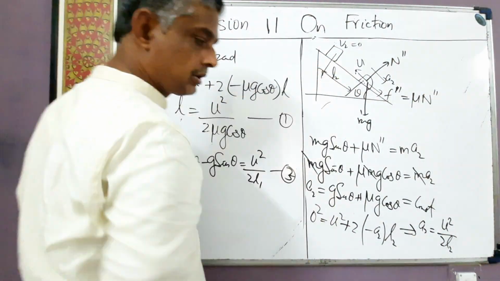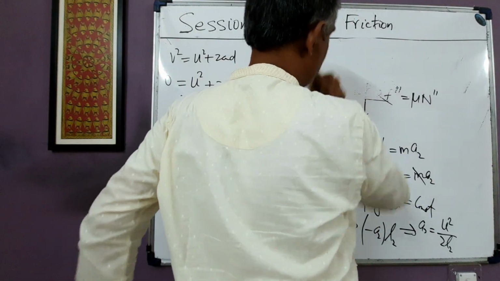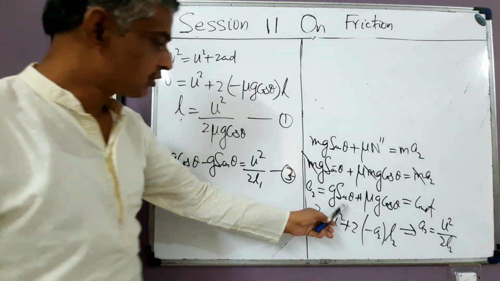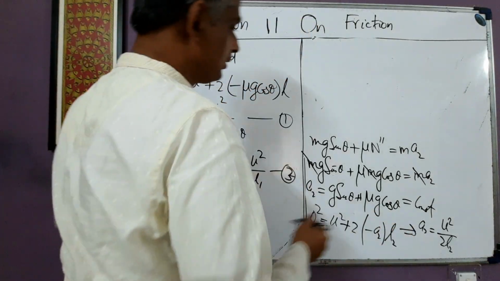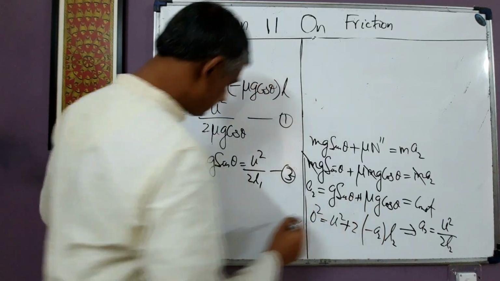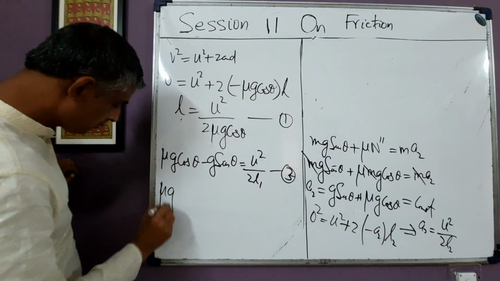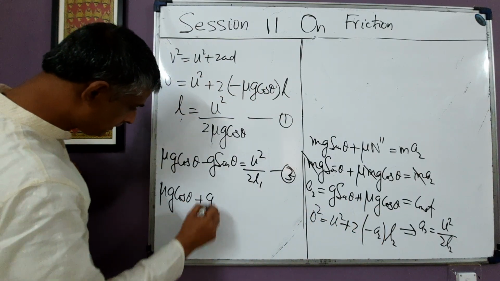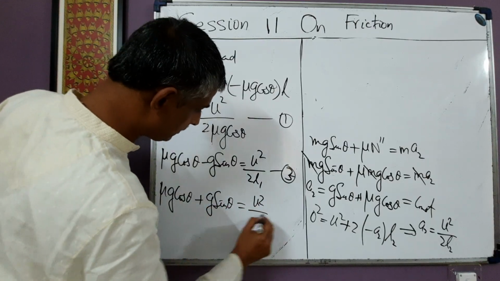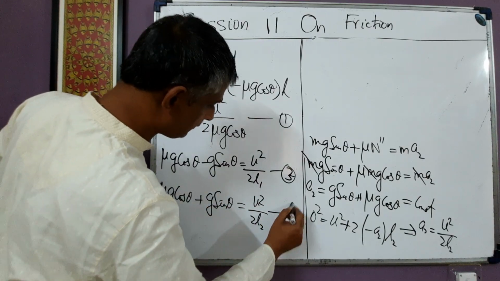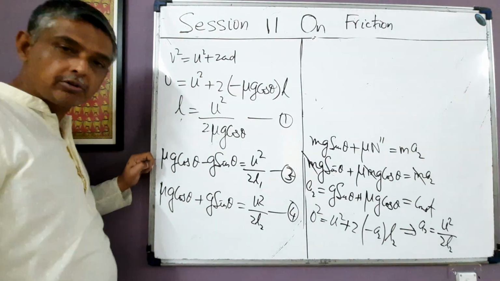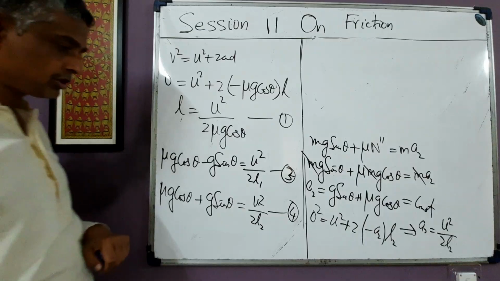Now I rub this one, okay. Now A2 is how much? Mu g cos theta plus g sin theta, I write it here. So from this equation I write it here now. A2 is this much, mu g cos theta plus g sin theta. Mu g cos theta plus g sin theta is equal to u square by 2L2. This is the fourth equation.